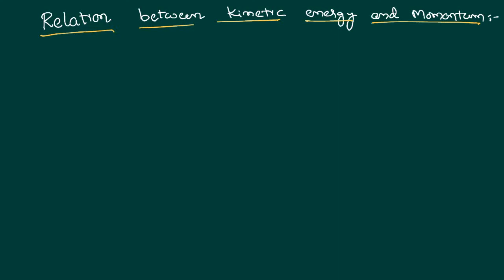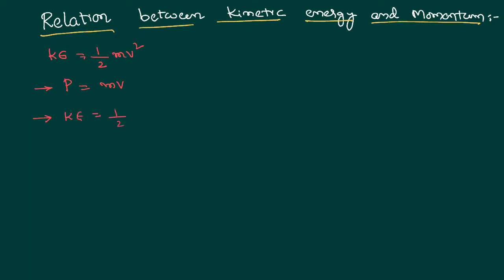We know that kinetic energy is a form of mechanical energy that is possessed by a body by virtue of its motion. And we have proved in the previous lesson that kinetic energy is equal to half mv square. We also know that linear momentum is a physical quantity which explains the transfer of kinetic energy between two bodies during a collision. It is mathematically defined as the product of mass and velocity. Now we would like to express kinetic energy in terms of momentum.